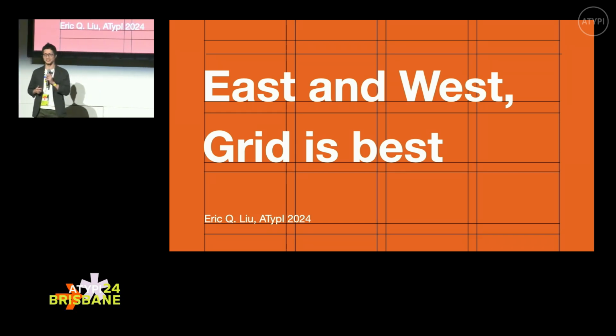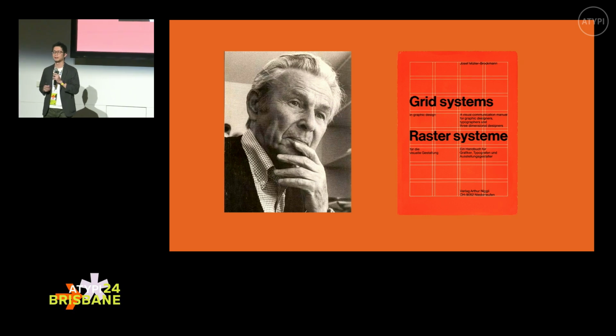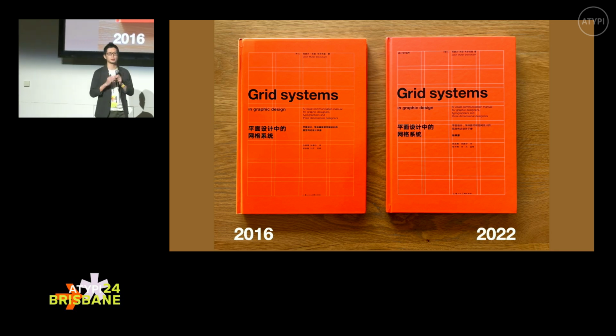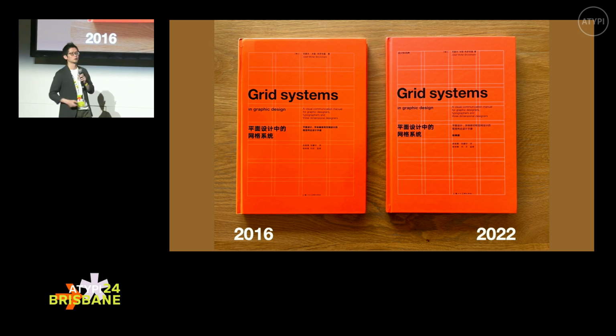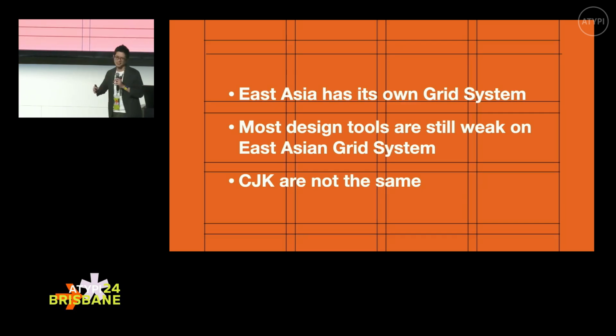East and West grid is the best. Everybody may know this, and I think everybody has this copy in their bookshelf. Actually, I made the simplified Chinese version in 2016, and I also had the opportunity to refine its translation and design in 2022. Today, I would like to take it as an example to talk about the CJK grid, because it is quite complex.